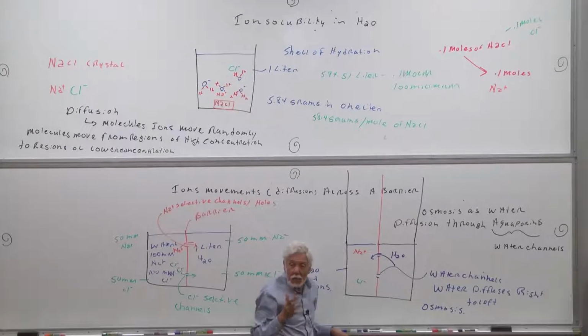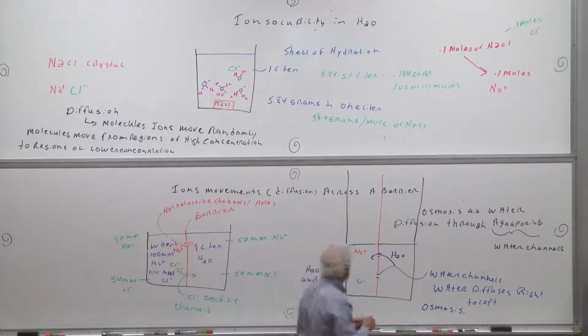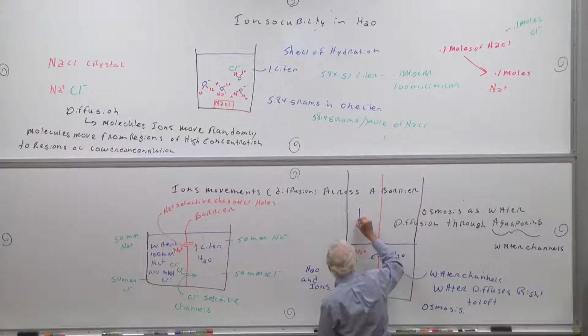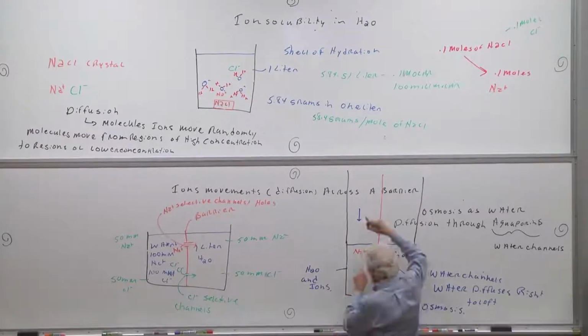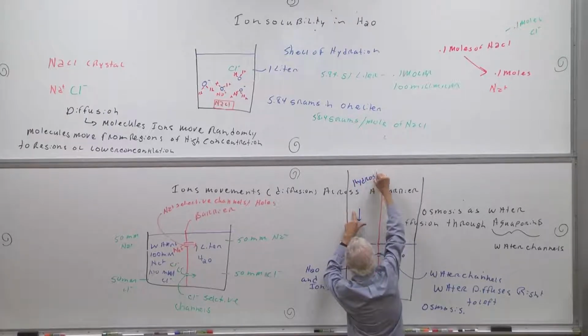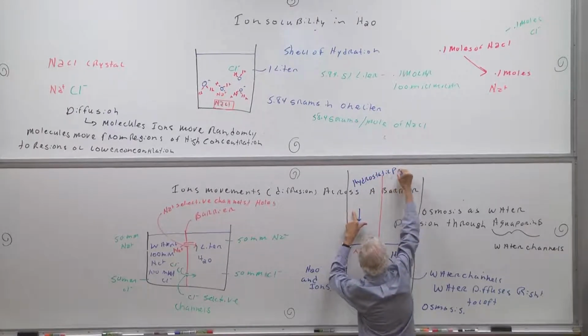Turns out that doesn't quite happen. Turns out we do reach an equilibrium in this arrangement. But the equilibrium that we reach is such that there's going to be a downward force because of gravity. There's going to be a downward force called a hydrostatic pressure.